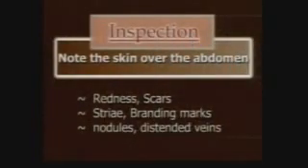And later in sitting position, we will inspect the renal angles for fullness. Note the renal angle fullness on the right side in this case of a right renal lump. Now inspect the skin over the abdomen for redness, scars, striae, branding marks, nodules and dilated veins.